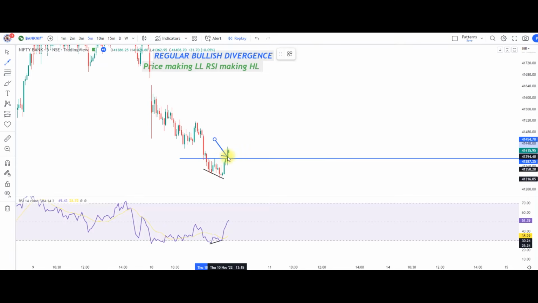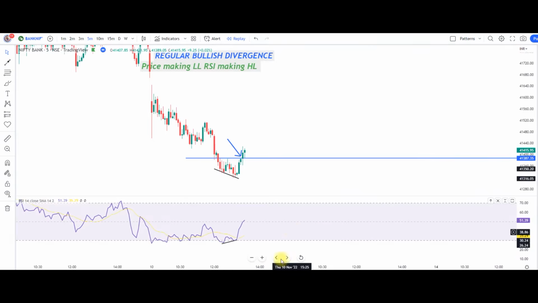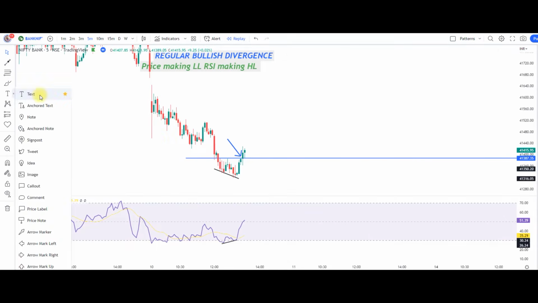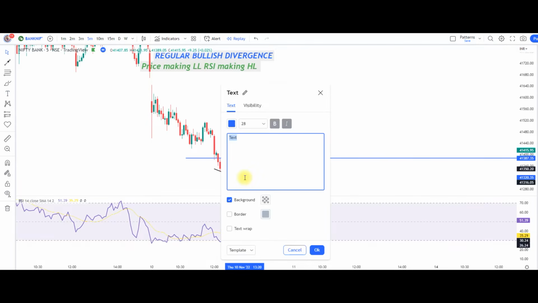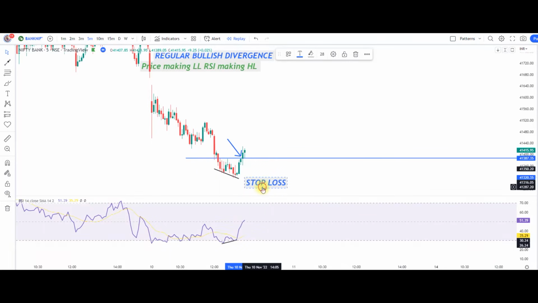So here is the place where we will enter into the trade, and you can ask me what the stop loss is. The stop loss will always be the swing low. As we are using the 5 minutes time frame, our stop loss is very minimal, and we will see how the trade is going on. We already entered into the trade, and we can keep our first target as this.